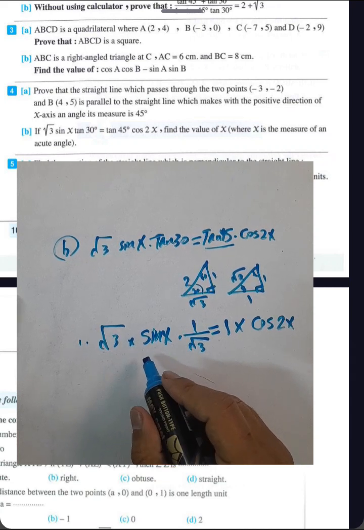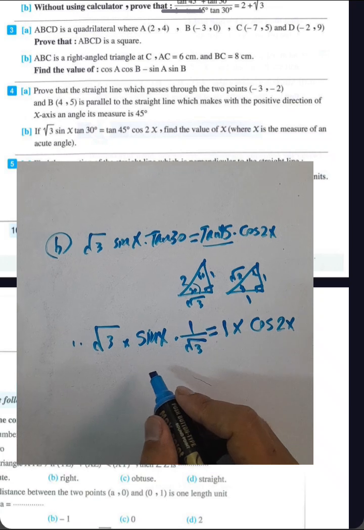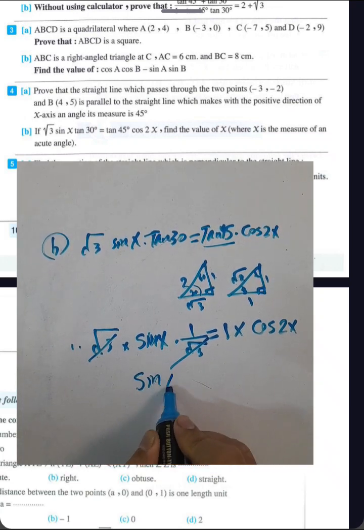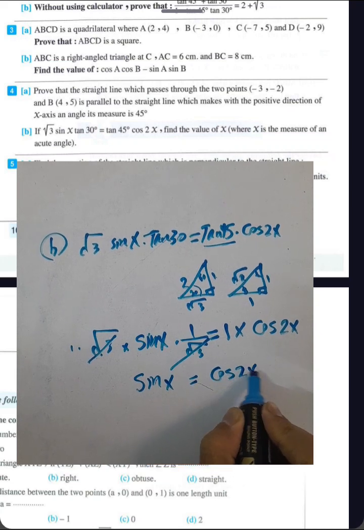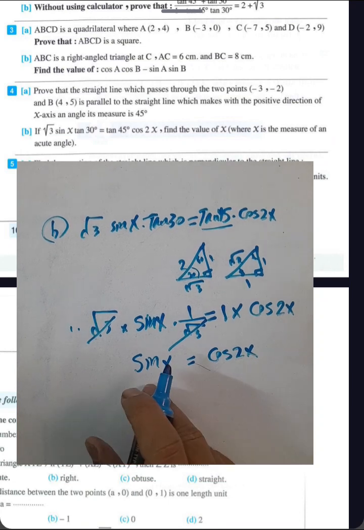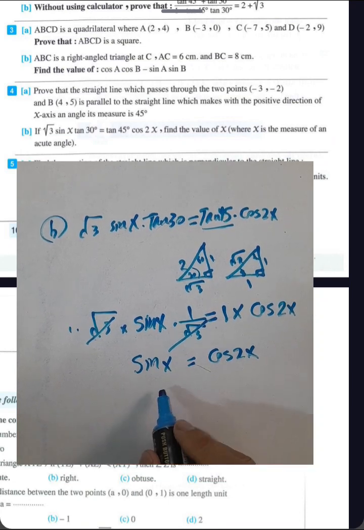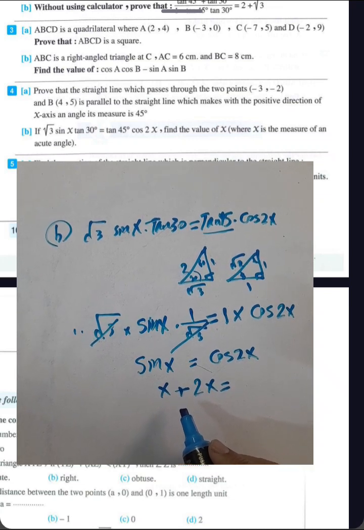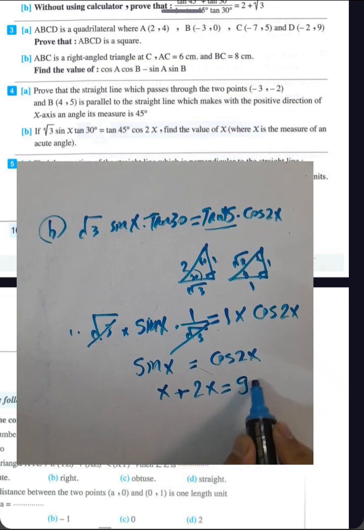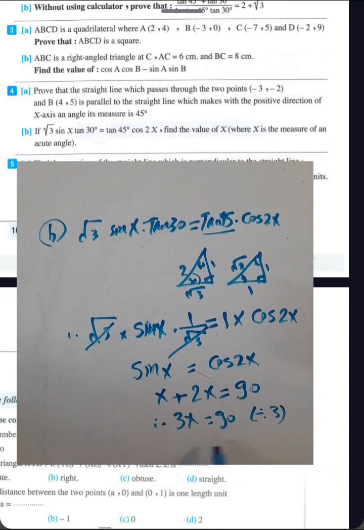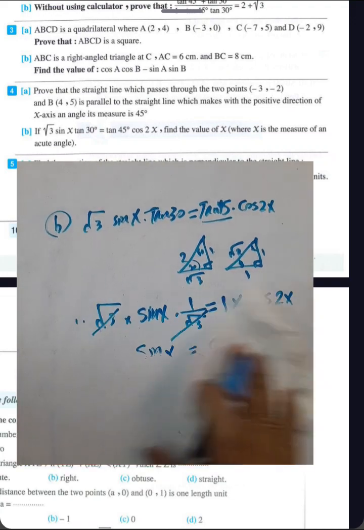Root 3 sine x 1030 equal this. We can cancel root 30 by root 30. Then sine x will be equal cosine 2x. We know in any right angle triangle, sine angle equal cosine angle, then this angle x and 2x, we called it supplementary or complementary angles. Then the sum of them equal 90 degree. Then 3x, it will be 90, and then you can divide it by 3, then the value of x equals 30 degree. Okay.